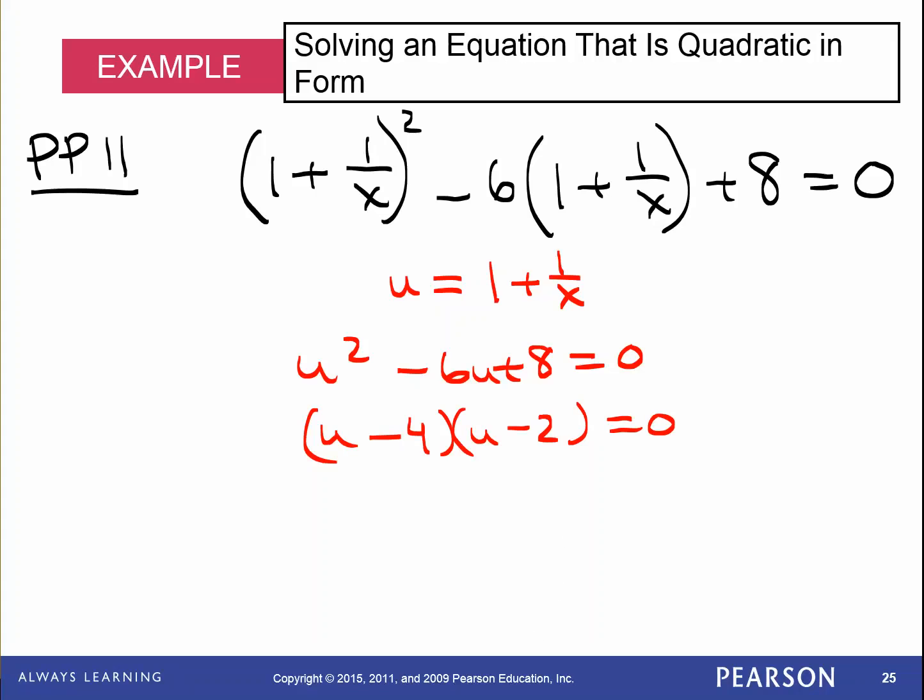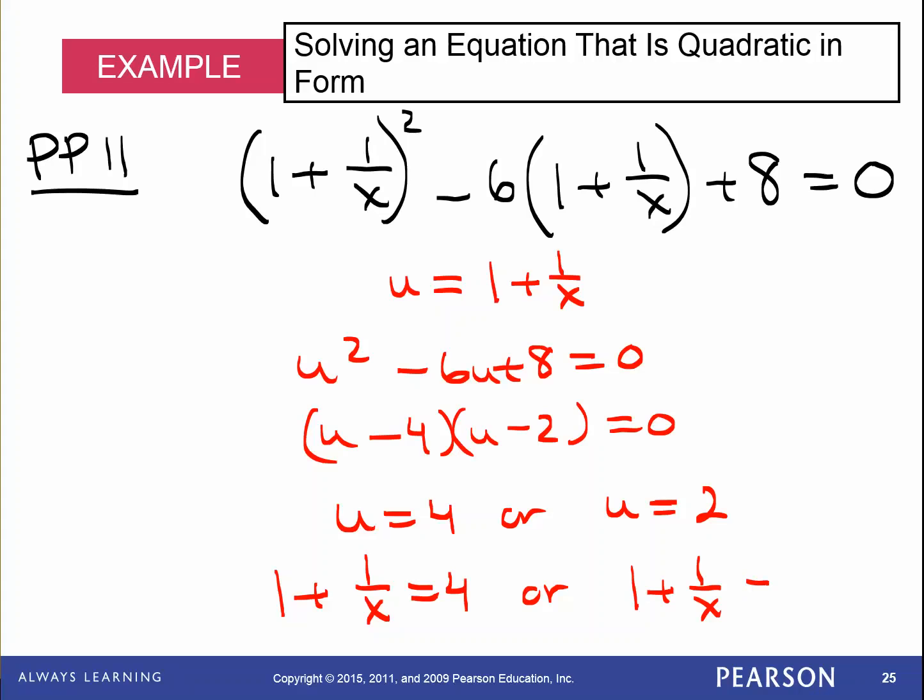Okay, factored form. You guys ready? u minus 4, u minus 2, is that right? How about u equals 4 and u equals 2? The only problem is that's not the end, because now we've got to back substitute everything in. 1 plus 1 over x is equal to 4, or 1 plus 1 over x equals 2. Ooh, that's weird. We have this weird form, quadratic in form, that we factored, and now we're down to a rational equation to solve. Two of them.